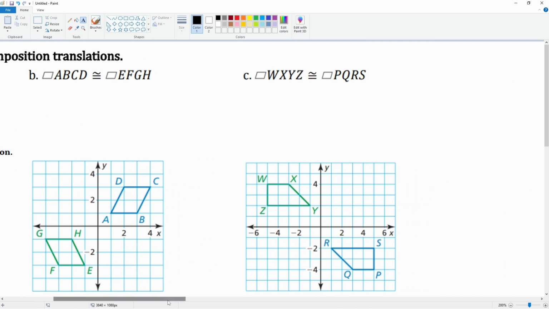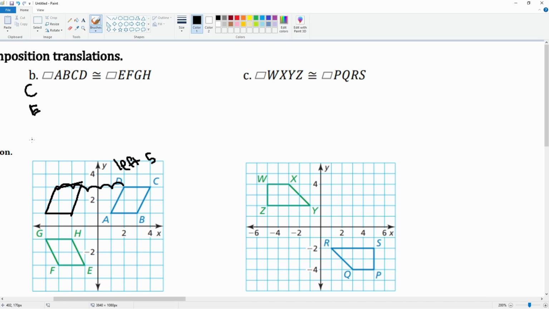Let's look at B. So how did we map this onto each other? You could treat whichever one as the pre-image. So it looks like I want to move it here. I think I moved it here. Yeah, right here. So it looks like it went 1, 2, 3, 4, 5. So it went left 5.